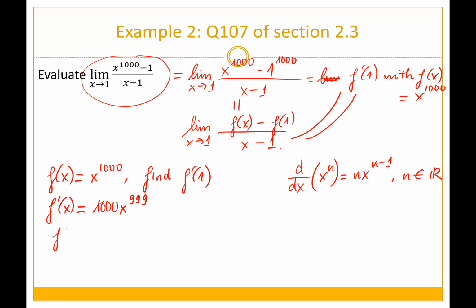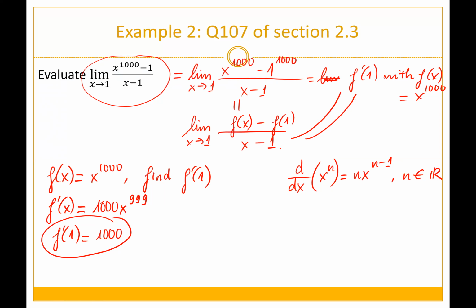And so when we plug in 1, because f prime of 1 is basically we plug 1 into the derivative function, it's going to be 1000. So this is one type of problem that you can be asked in this example.